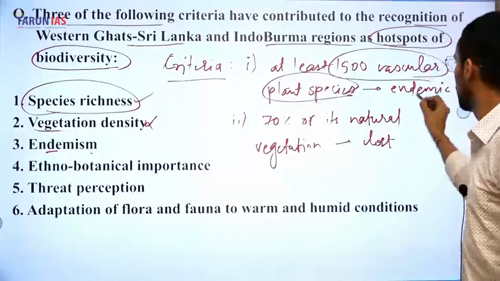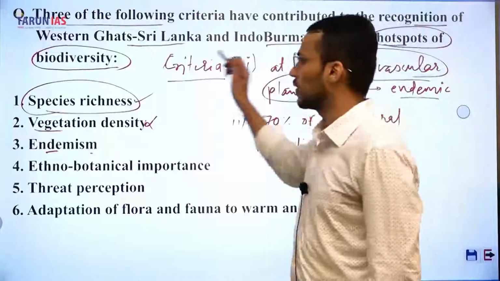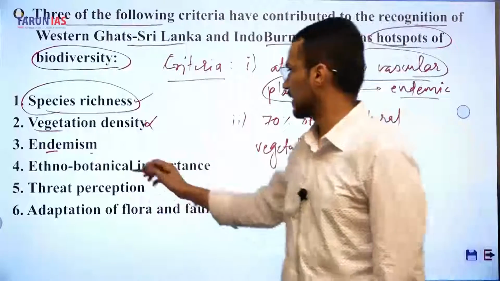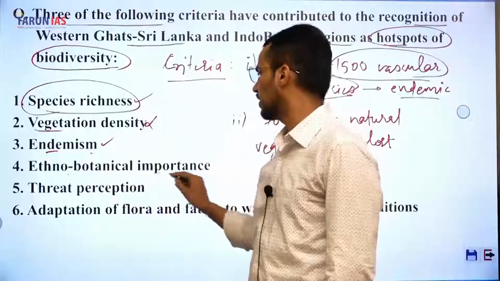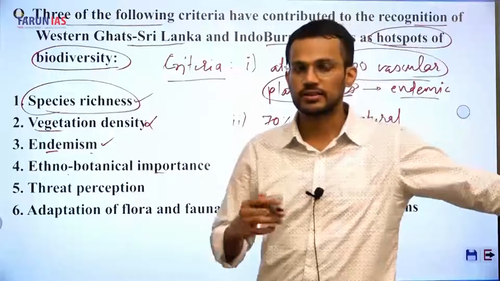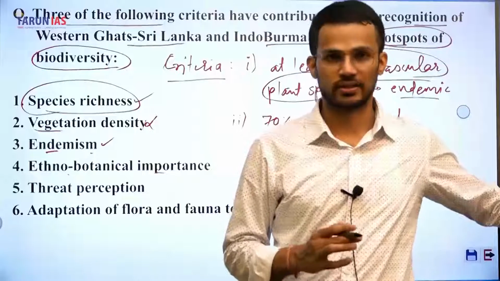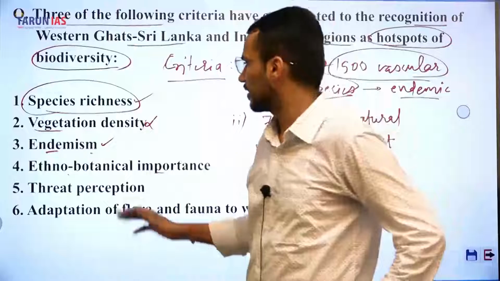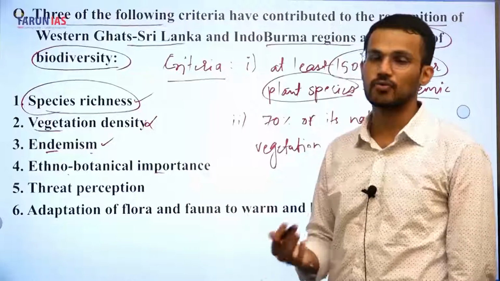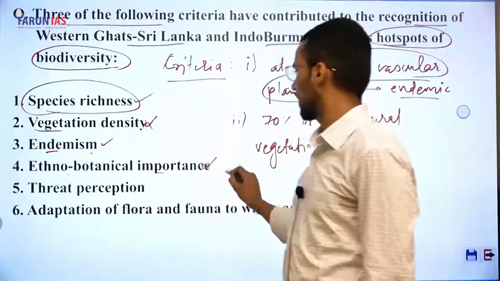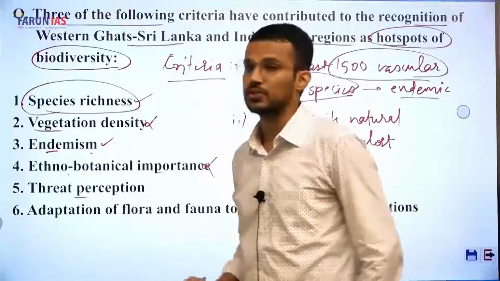So yes, endemism is a criteria for biodiversity hotspot, because we know that at least 1500 vascular plant species should be endemic to that region if it is trying to get the biodiversity hotspot tag, and that's why the second statement is also a correct statement. Third is ethno-botanical importance. So this is not a criteria based upon which biodiversity hotspots are recognized, right? So ethno-botanical importance is not the criteria for the biodiversity hotspot, and hence we should eliminate it. Next is threat perception.